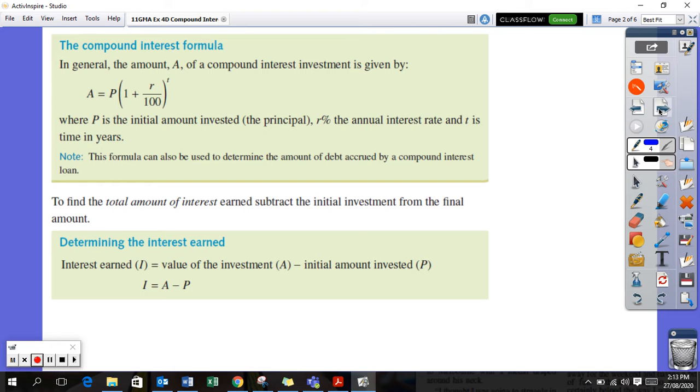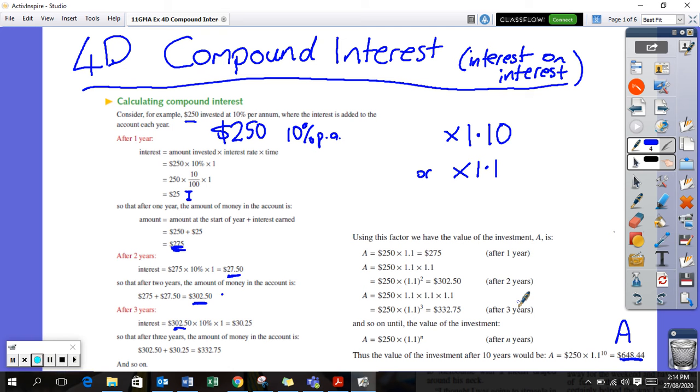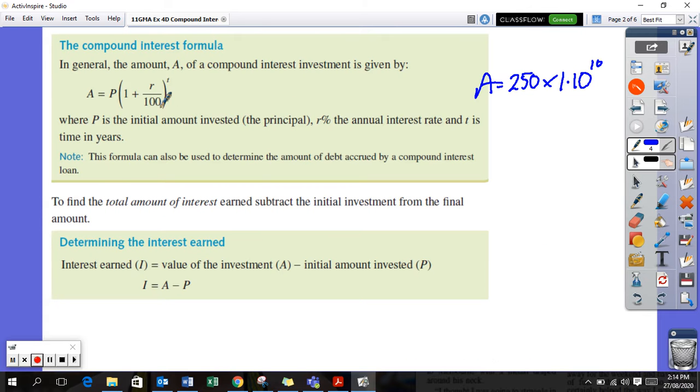A equals P. So what we did over here, we did A equals 250 times 1.10 to the power of 10. Okay, have a look down here. 250 times 1.10 to the power of 10. That's what we did. Okay, so this is our formula. 1.10 is 1 plus the 10 over 100. Okay, the P is 250, and this is just 1 plus 10 over 100.